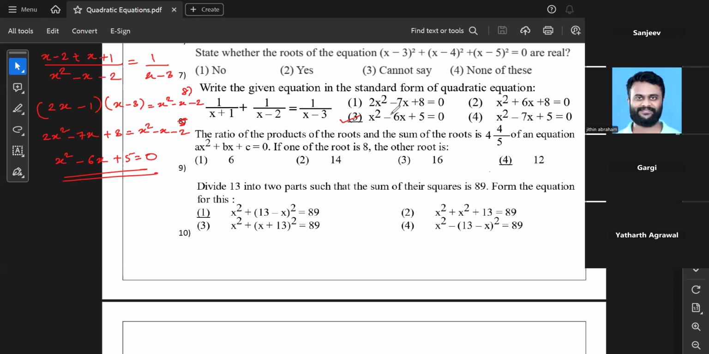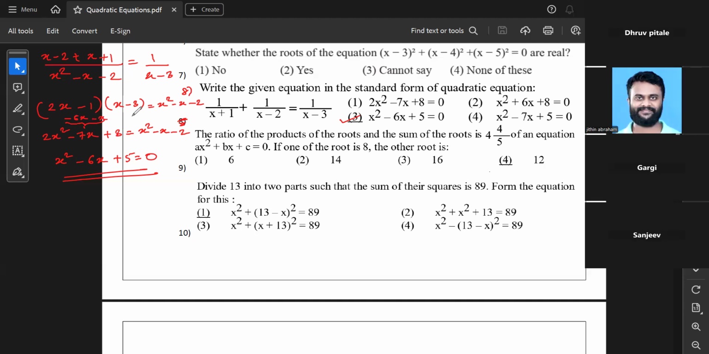Yes, Sanjeev, tell me. Can you tell how we got 7x? Sure. So the 7x is what? 2x multiplied by minus 3 gives you minus 6x. x multiplied by minus 1 is minus x. That gives you 7x. Yes, sir. Thank you, sir.